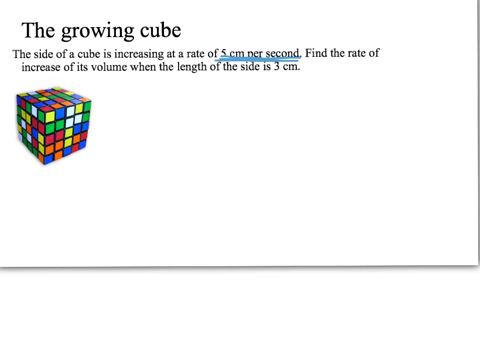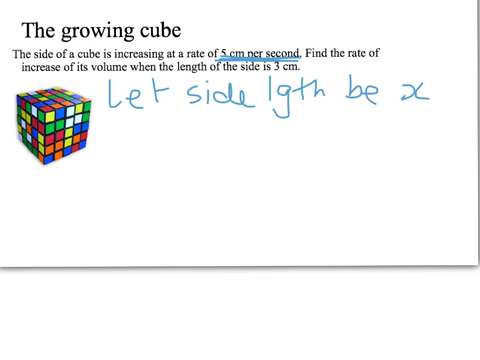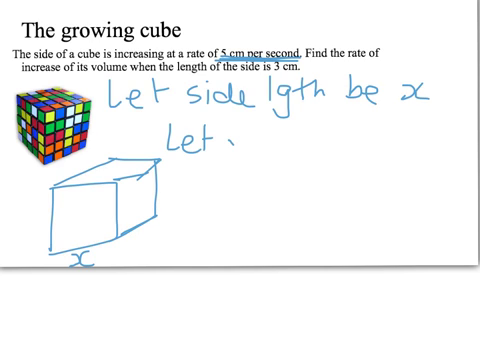So it's going to help us here to define a few things. We'll start by saying let the side length be x. And here's my cube. I'll draw another one. Oh, it's a bad looking cube, but there you go. So we've got the side length is x, and we're asked to find the rate of increase of its volume. So we're going to say let the volume be V. Now we know how to find the volume of a cube. V is equal to x cubed. So what I've done now is I've linked the V and the x.